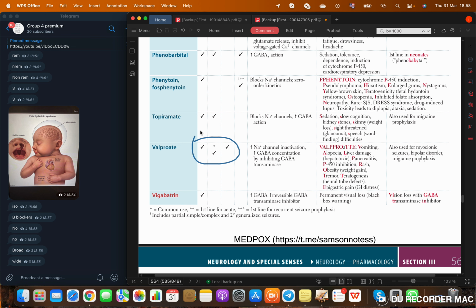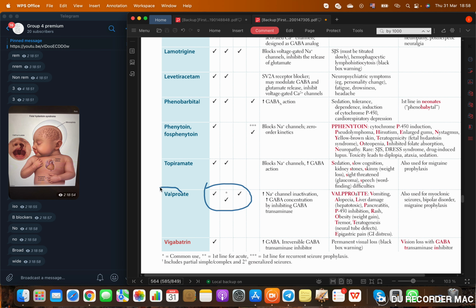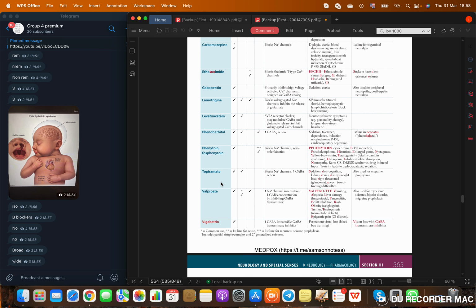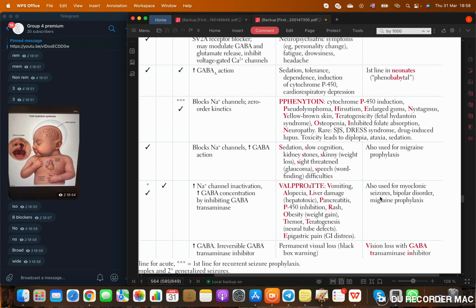So every single neurologist is like, okay, let me start you on valproate initially just to stop the seizure, and then we will titrate this down and start you on a more specific medication, for example, okay? But initially, the way to deal with seizure is to start with valproate, and then you go to a more specific medication that has less side effects, okay? So it's also used for myoclonic seizure, bipolar disorder, and migraine prophylaxis.